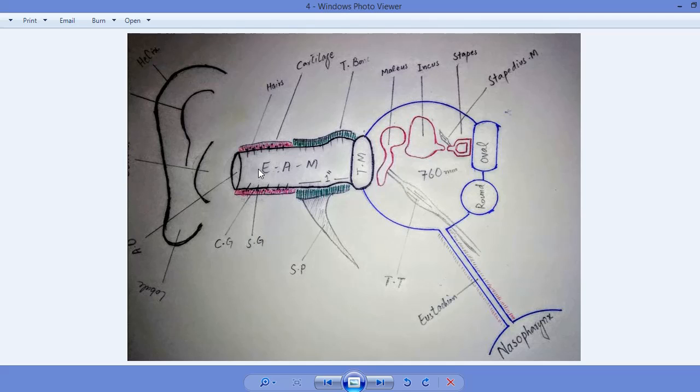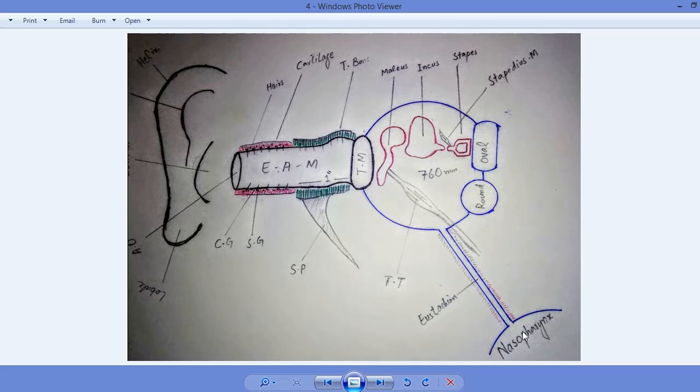But if the external pressure is increasing, from 760 to 761, or from 770 to 780, or 780 to 781, what will happen? The internal pressure will also increase by absorbing the air from the nasopharynx to the middle ear. So when we absorb the air from the nasopharynx to the middle ear, or evacuate the air from the middle ear to the nasopharynx, what happens?